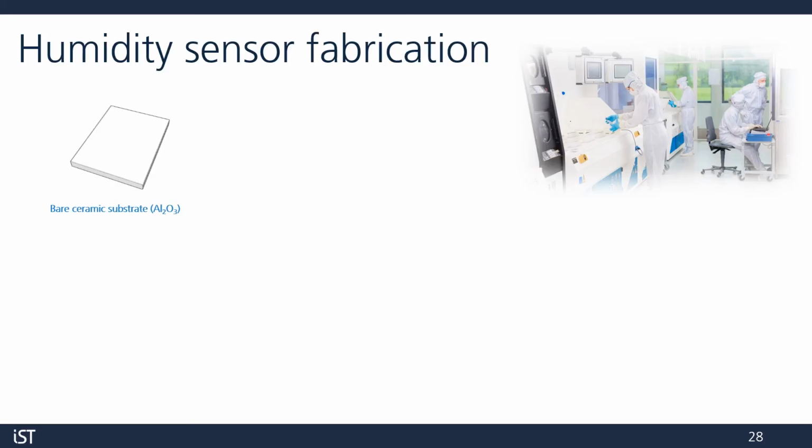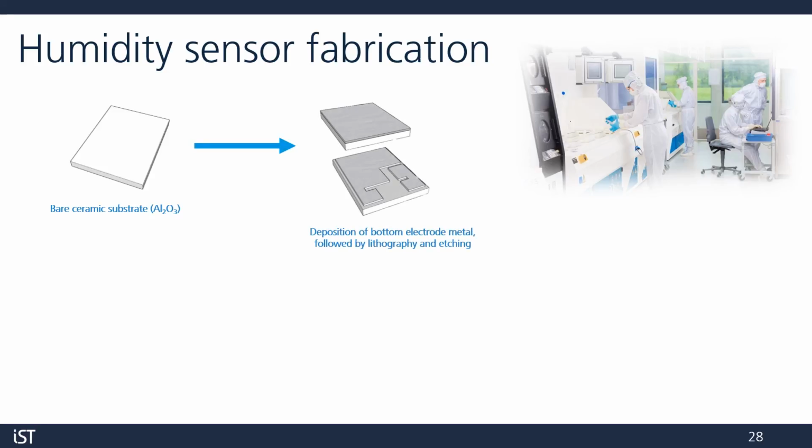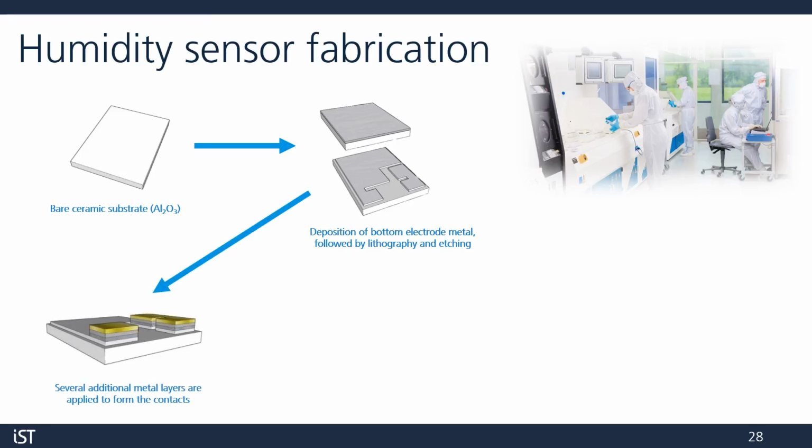First, we start with our bare aluminum oxide substrate. Then we deposit our bottom electrode using a sputtering process. We remove some material using additional processes, including spin coating, photolithography, and etching. Unlike our temperature and flow sensors, the humidity sensors have several additional layers on the contacts. These are deposited and shaped using the same processes I previously mentioned.